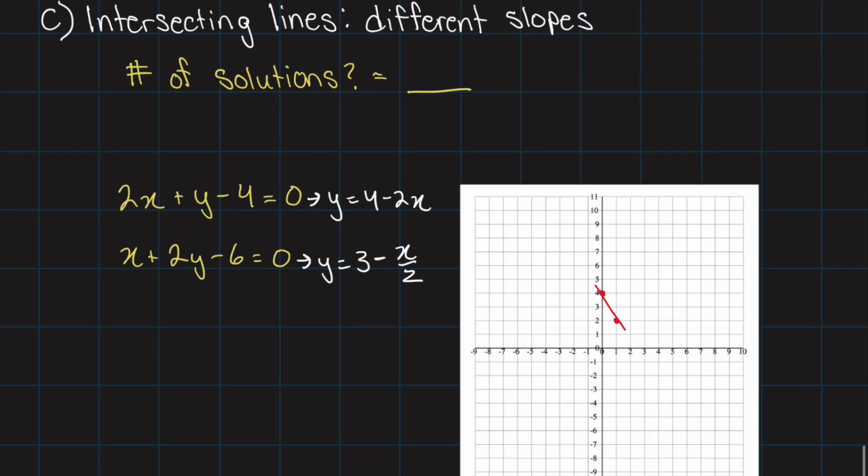Okay, and this is a straight line, and then these also form a straight line, and we can see that they intersect over here. That is when x is, I want to say 0.5, and when y is 2.5. So there's only one solution where both of these equations intersect, and in this case it was 0.5 and 2.5. Okay, so those are the 3 different kinds of scenarios.